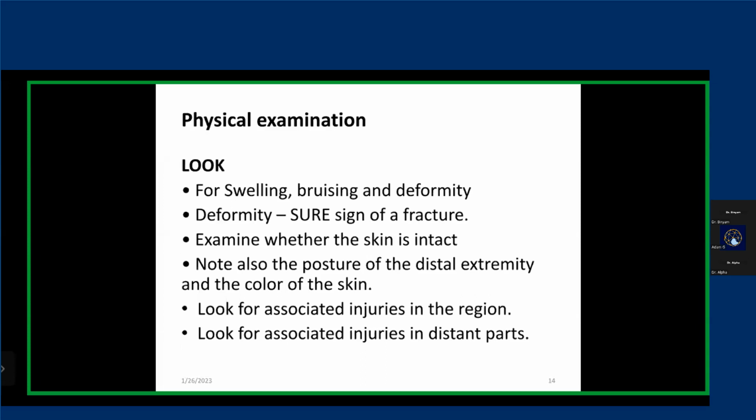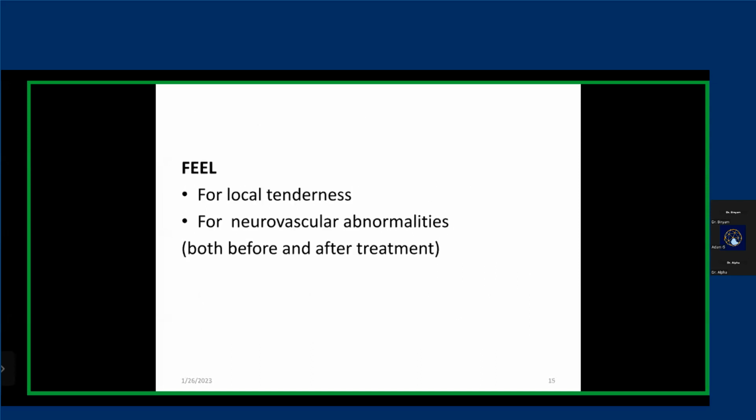We examine whether or not the skin is intact. This is very important. I know you covered open fractures recently, so we need to know if the skin is intact or not. It completely changes our management protocol. We look for the color of the skin. We check if there's any other associated injury in the region, in the whole body. And then we feel for any tenderness. We check the distal neurovascular structures, which is of paramount importance, and we check before and after any kind of intervention that we do, whether it's splinting or anything else.